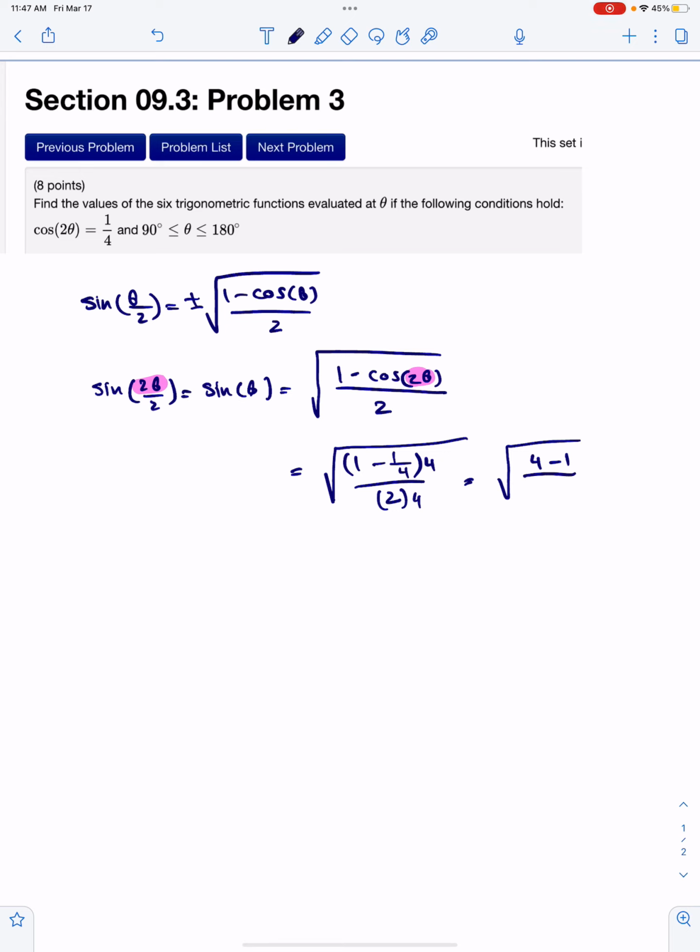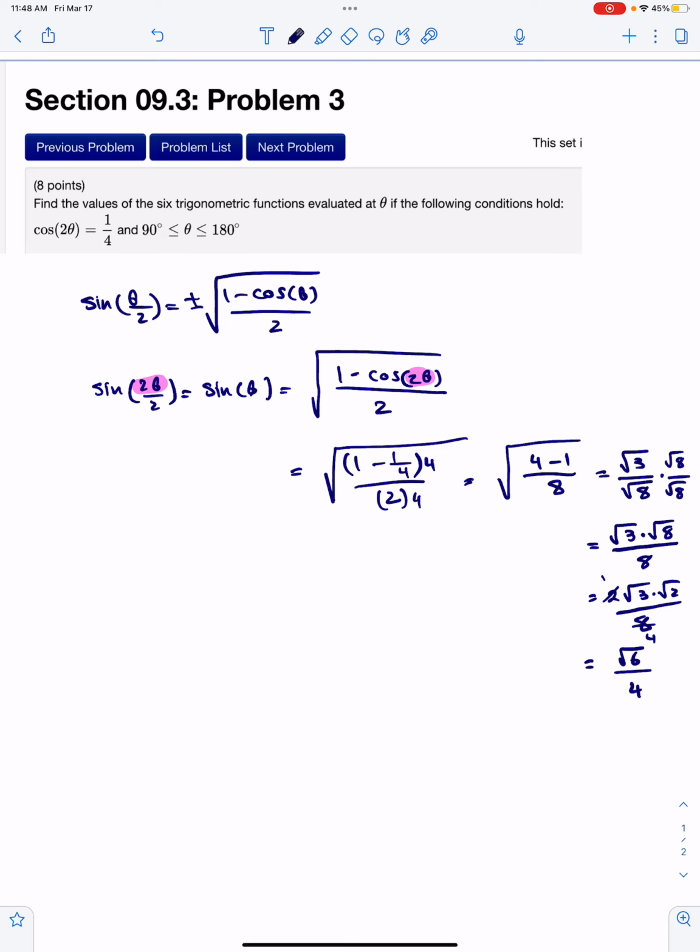minus 1 over 8. And that is square root of 3 over square root of 8. We can leave it like that, or we could multiply square root of 8 over square root of 8, which is going to give us square root of 3 times square root of 8 divided by 8. I know square root of 8 is 2 square root of 2, so this is going to be 2 square root of 3 times square root of 2 over 8. I can reduce and multiply, so I will have square root of 6 over 4. And that is the answer for the first part.